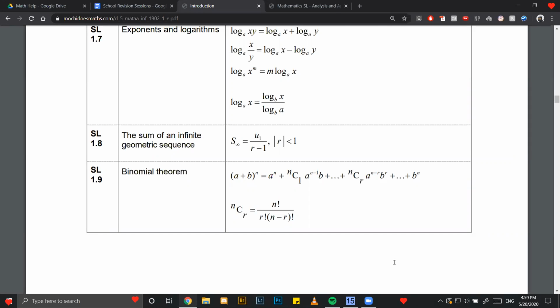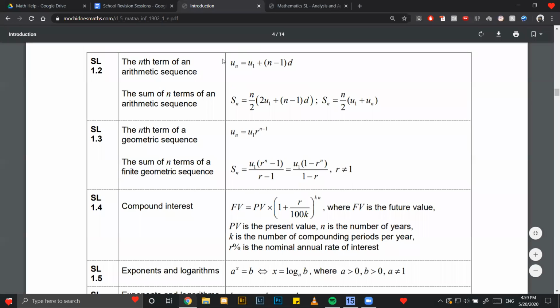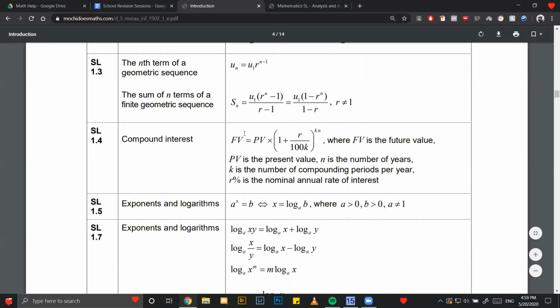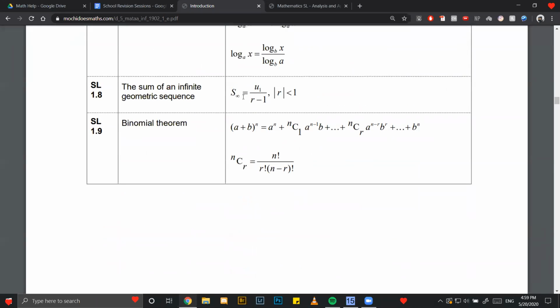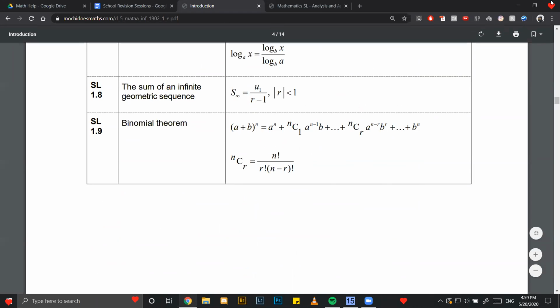Again, you should be familiar with all these formulas over here. You should be familiar with all the sequence formulas and understand what all the different terms are. You should be familiar with the principal value, the future value, r is the annual interest rate, k is the number of compounding periods per year, and n is how many years in the future you're going. The sum of the infinite geometric sequence here: you should know that this is the first term, r is the constant ratio, and then the binomial theorem and how to use it. And that's it. That's all.